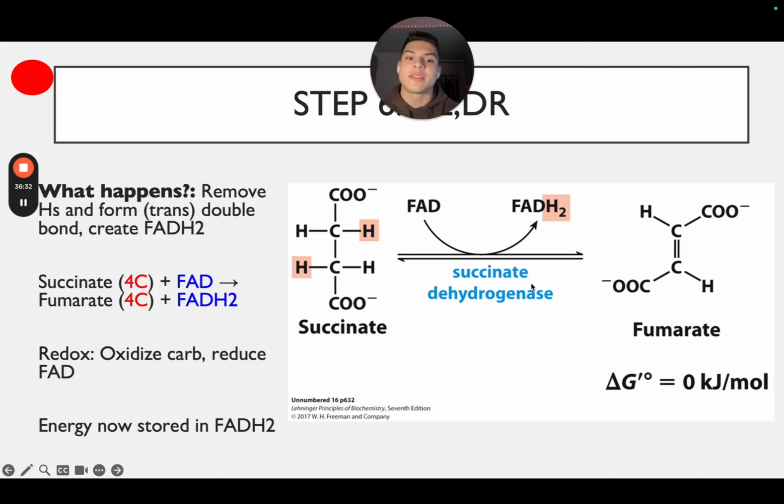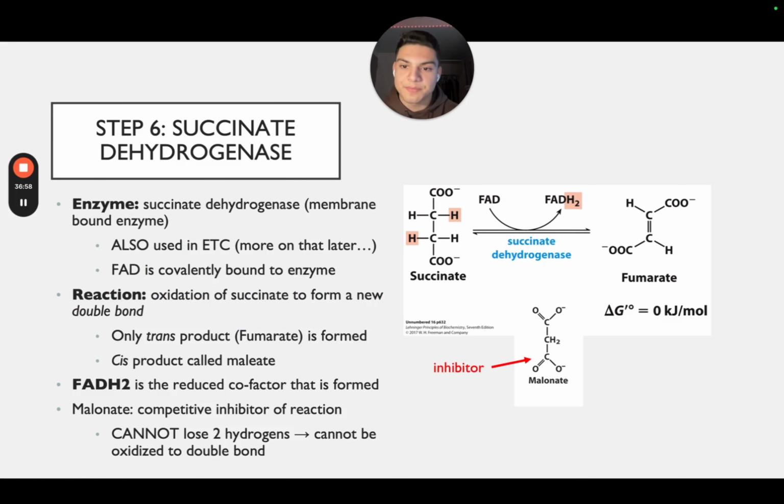And I will point out, succinate dehydrogenase is complex number 2 in the ETC. So this is coupled, not necessarily to proton transfer, but it's coupled to the ETC on the inner membrane of the mitochondria. So good side note to have. And again, it's reversible. Its delta G naught is 0 kilojoules per mole, so it's a highly reversible reaction, but it drives forward just because we're getting rid of the products.